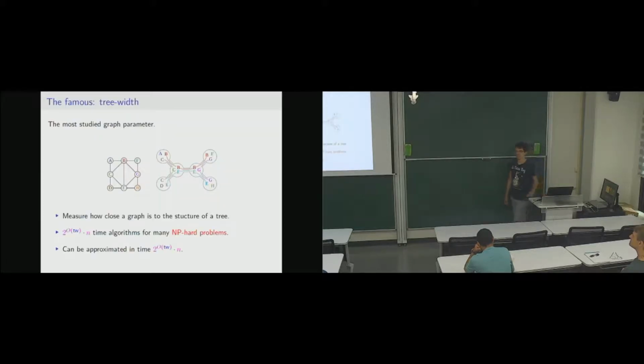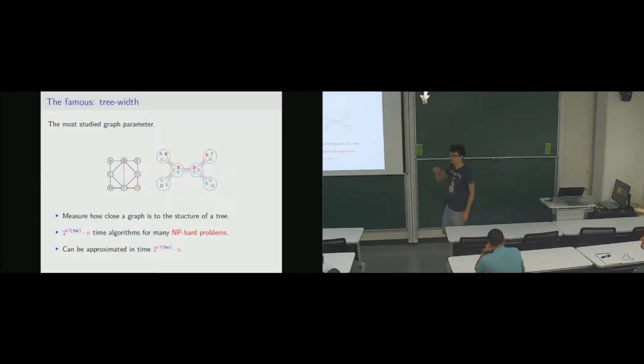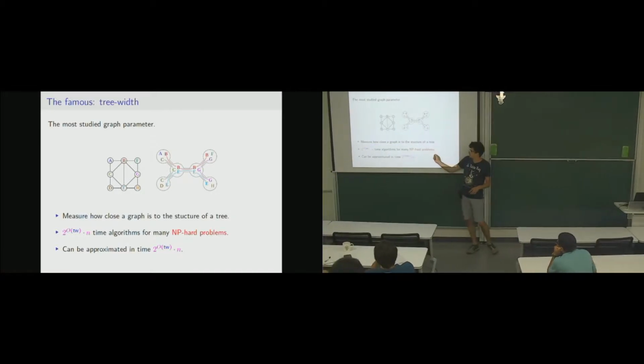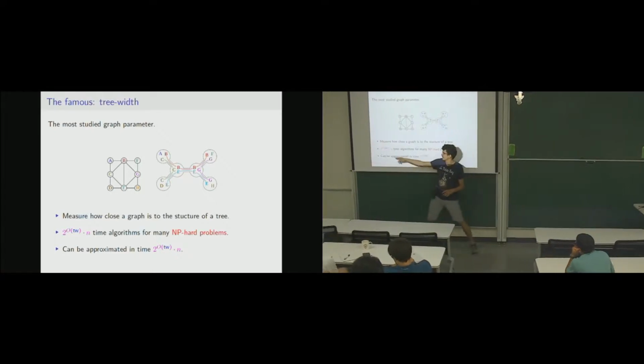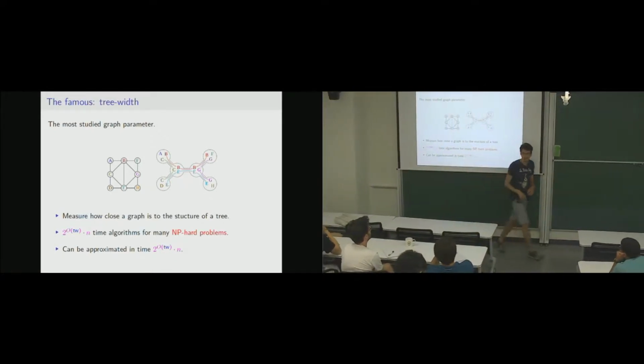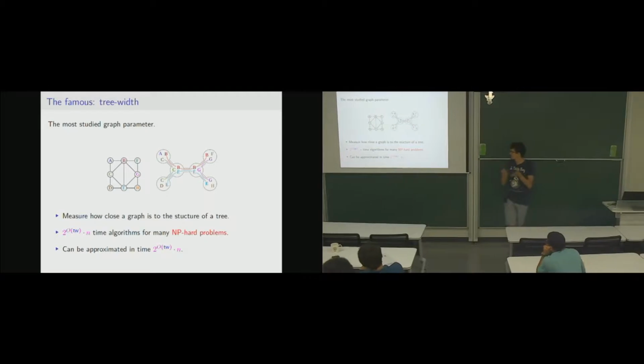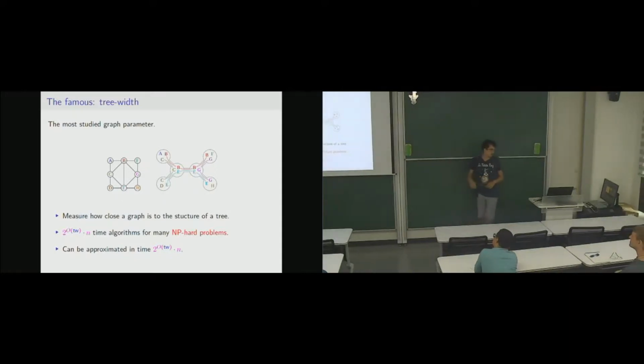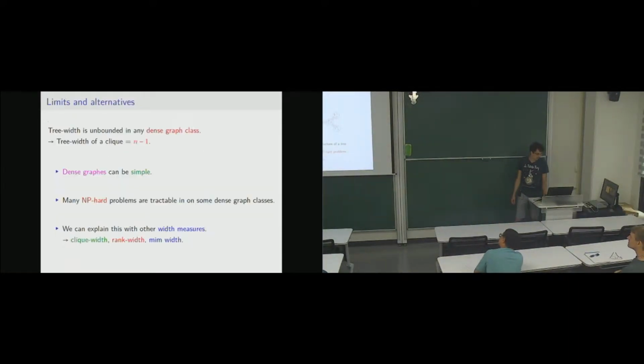Okay, let's start with treewidth. This is maybe the most popular graph parameter, and it measures the tree likeness of a graph. It is very nice because for many NP-hard problems, we have an efficient FPT algorithm. FPT is some function of the parameter times some polynomial in the instance size. And moreover, we can approximate the treewidth of a graph efficiently also. So it is very nice.